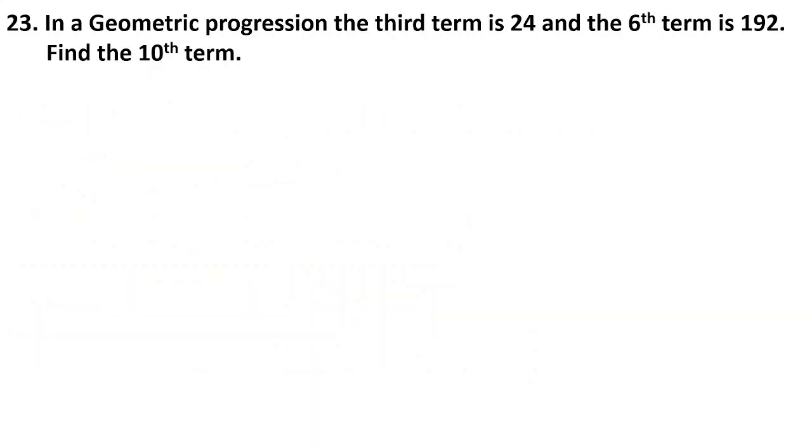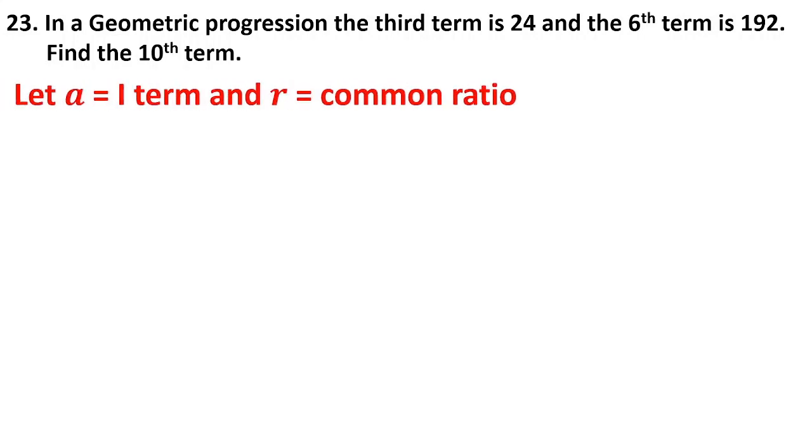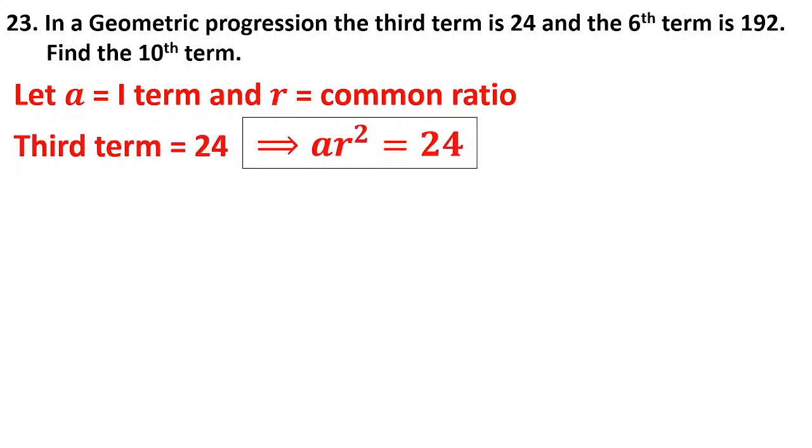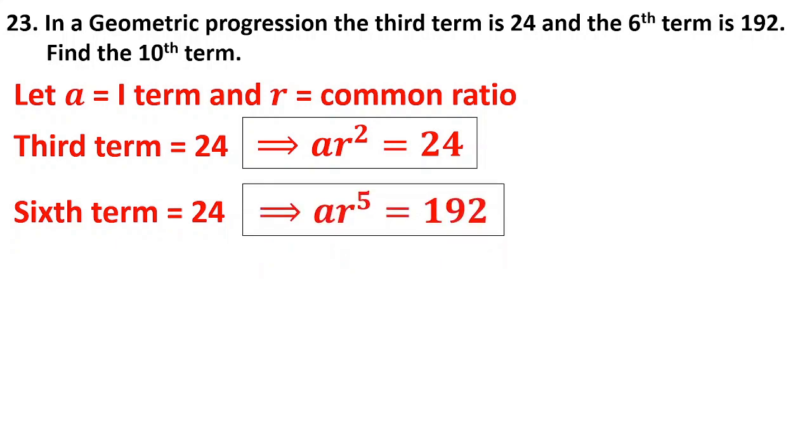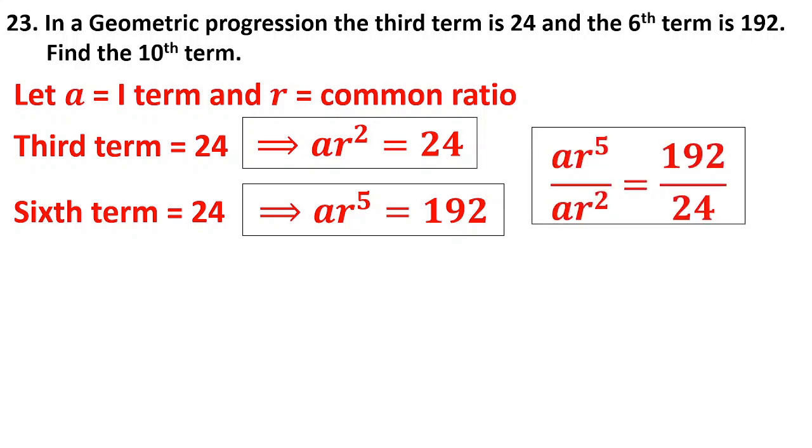Question number 23. In a geometric progression, third term is 24, sixth term is 192. You have to find the 10th term. Let A be the first term and R be the common ratio. Third term is 24, so AR square is 24, using the formula A into R power n minus 1. Sixth term is 192. Therefore, A into R power 5 is 192.